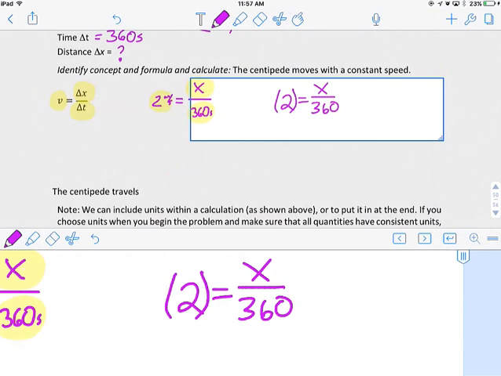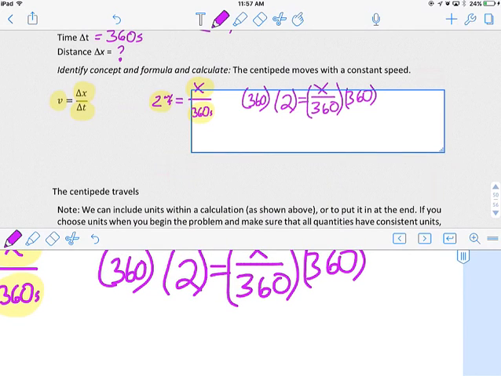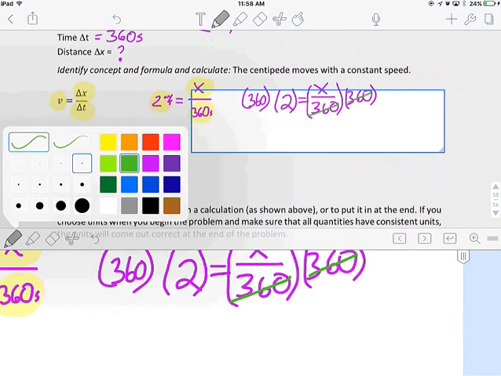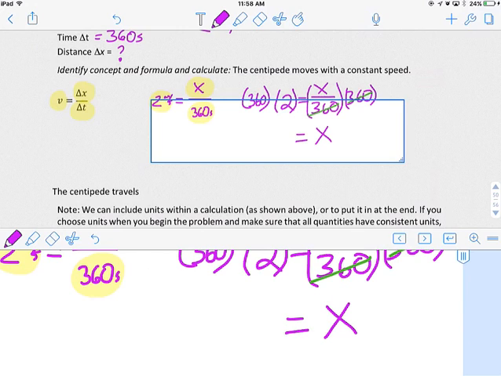So I'm going to take both sides. I've got to get that 360 away, so I'm going to multiply both sides by 360. That's going to cancel this. Let me change to a different color so we can see it. That's going to cancel this 360 out. And so on this side, I'm going to have x left. And then on the other side, I'm going to have whatever 2 times 360 is. Let's see, 2 times 360 would be 720. That's my answer there.